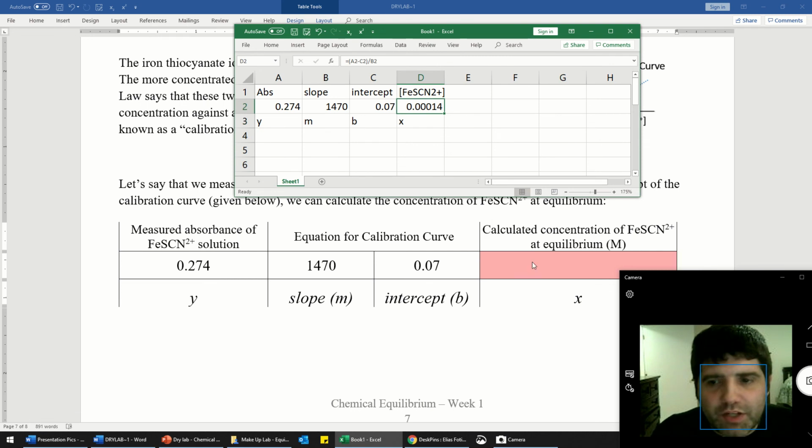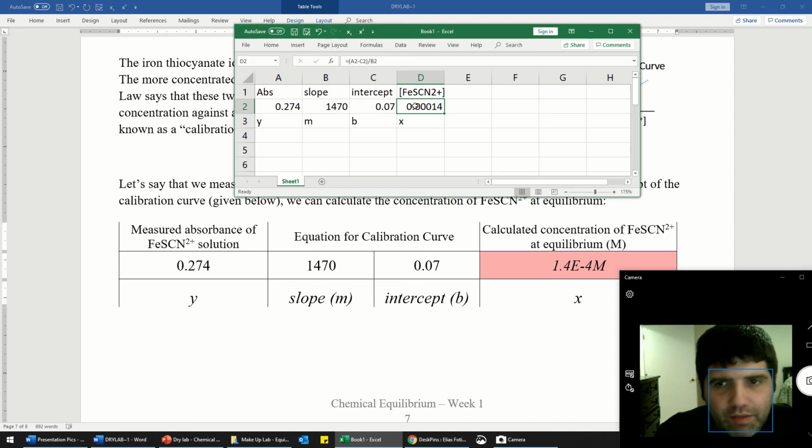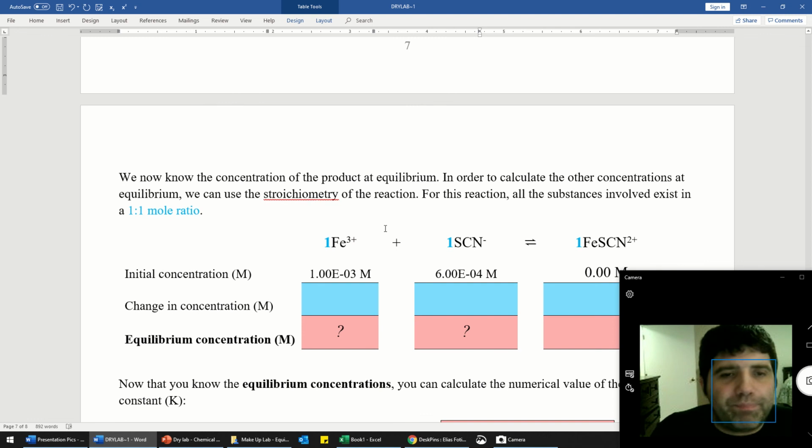So 0.00014. So we'll call that 1.4e-4 moles per liter. Make sure I got my math. Yes. Okay. So that's the concentration at equilibrium.